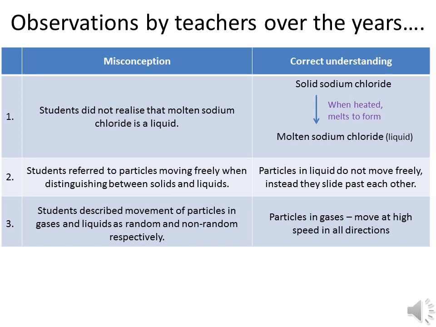Error number 3. Do not describe the movement of particles in gases and liquids as random and non-random. Instead, you say particles in gases move at high speed in all directions.